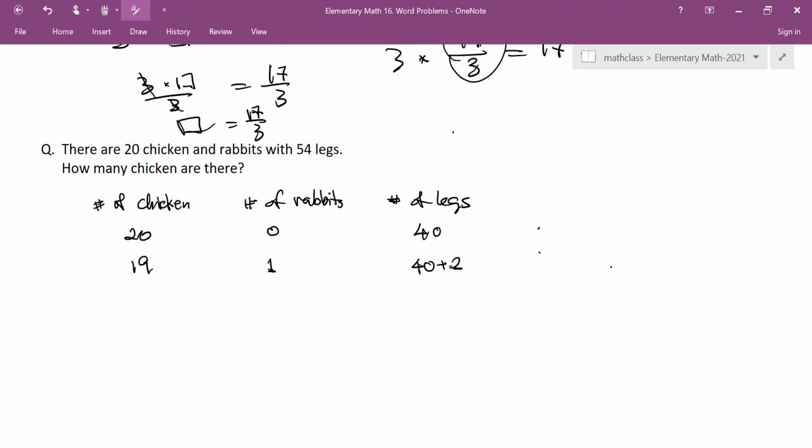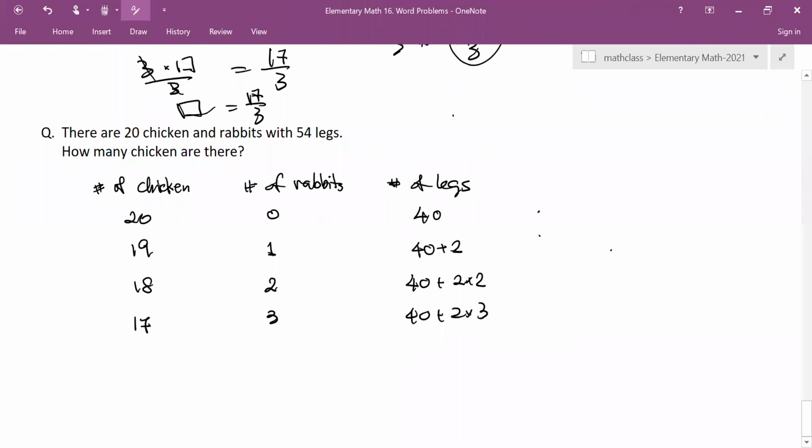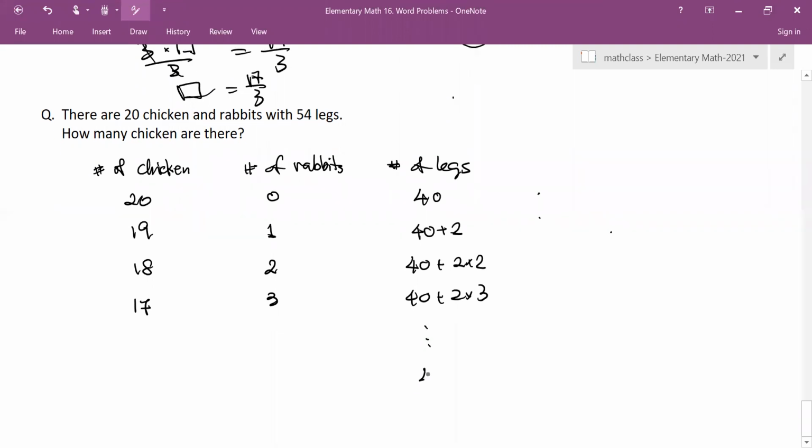Keep doing it like that. It will be 40 plus 2 times 2, and then 40 plus 2 times 3. So when you lose 1 chicken and get 1 rabbit, the total number of legs increases by 2. Finally you have 40 plus 2 times something, and that should be equal to 54.